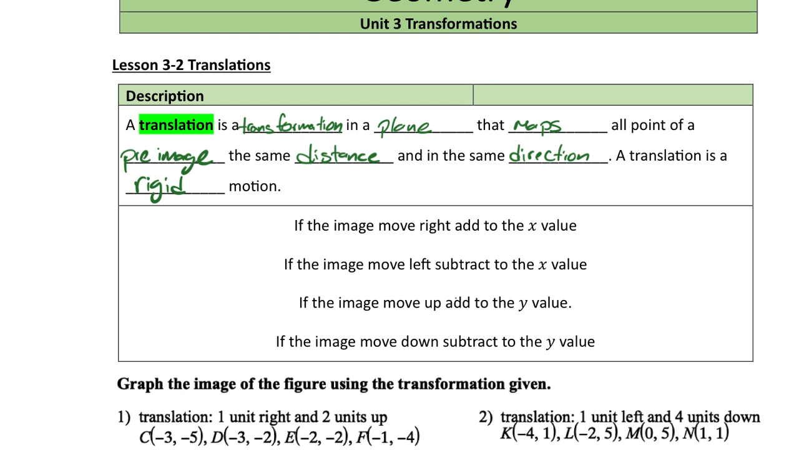Right. In this video, we're going to be seeing the second type of transformation, that is translation. A translation is a transformation in a plane that maps all the points of a pre-image the same distance and in the same direction. A translation is a rigid motion.